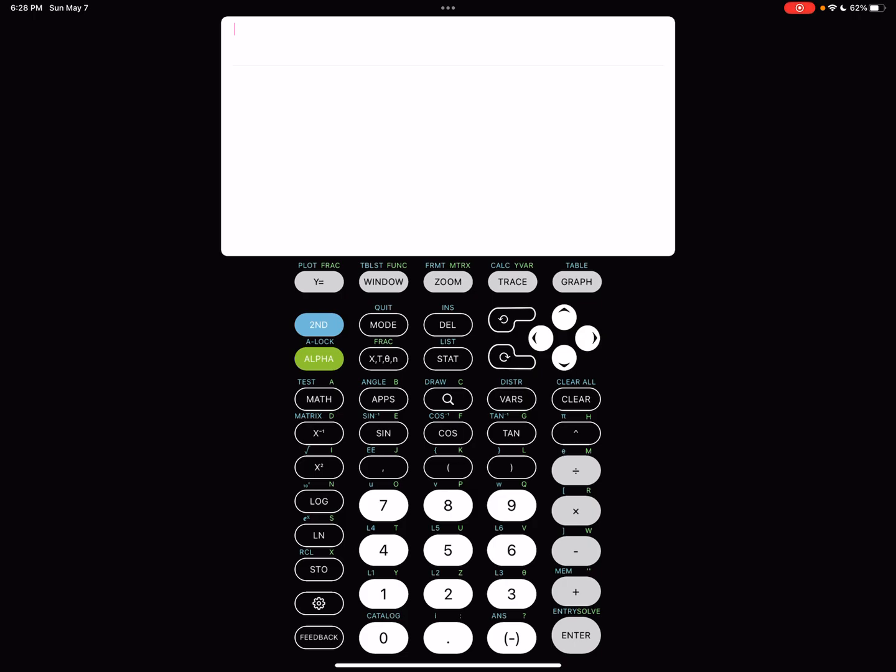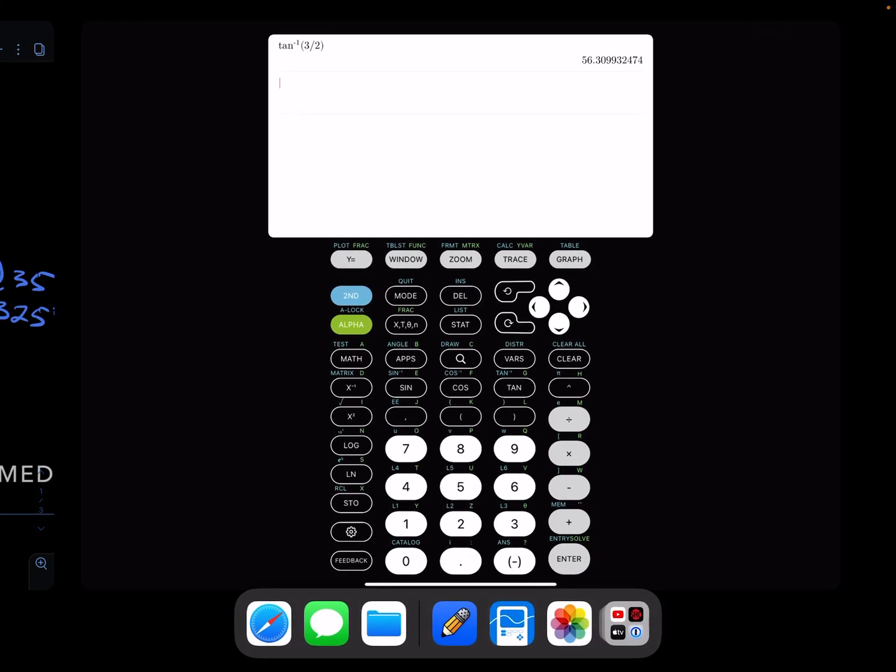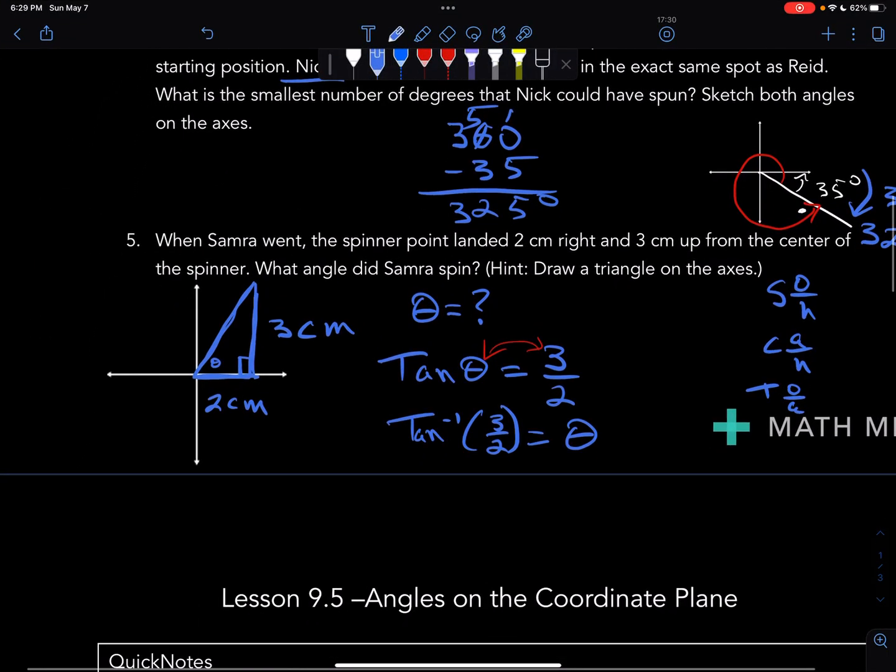And we're going to do second tangent. So you hit second, upper left, tangent, right, 2 buttons above 9. And you can see that we have tan negative 1. And then I'm just going to say 3 divided by 2. I'm going to close that parenthesis and hit enter. And then that tells us what our degree measure is, 56 degrees. So when we do inverse tangent of 3/2, we get 56.31 degrees. So theta equals 56.31 degrees.